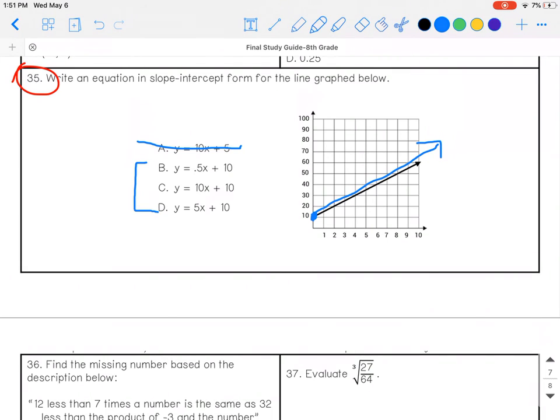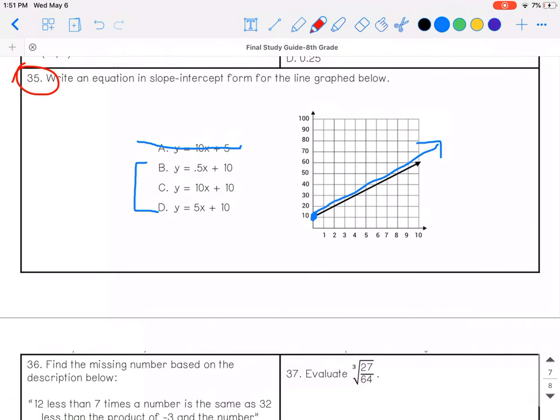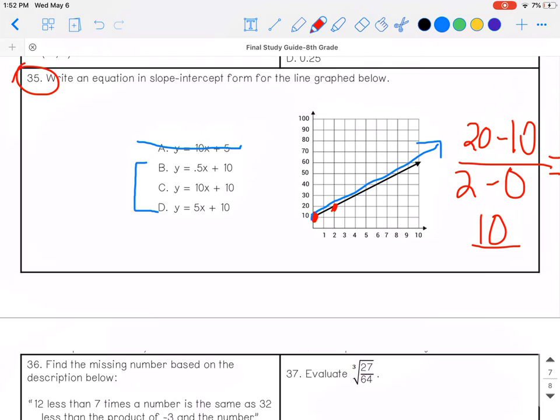So, from here, I'll use a red color to figure out the slope. Alright, so I have 0, 10. I always like to use that as one of my points. And I have, it looks like, 2 and 20. So, I get my 20 minus 10 and my 2 minus 0. And right there, I'm going to get 10 over 2, and that means 10 divided by 2, I get a 5. I know it's going in a positive direction, so it's going to be a positive 5.